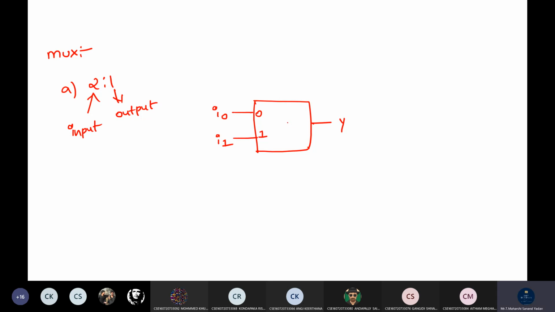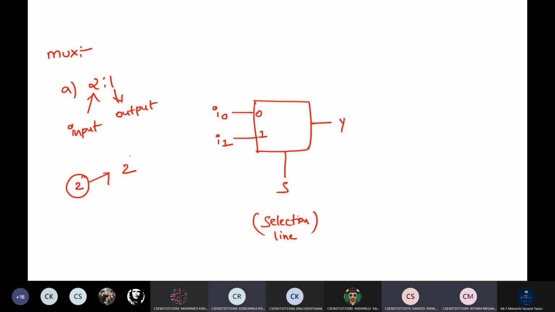For a multiplexer, do we need to give any external signal? Yes, S. What is S? Selection line. Without this, your multiplexer will not work. So how many selection lines should I take? Inputs are 2. How will you represent 2? 2 power 1. Here this 1 indicates the selection line. So take only one selection line.